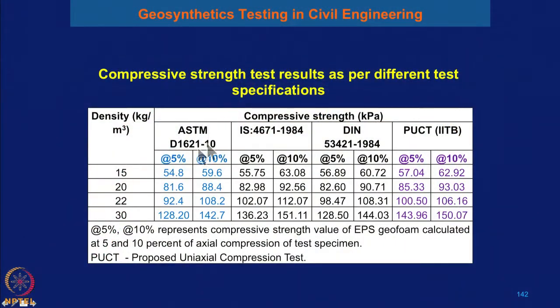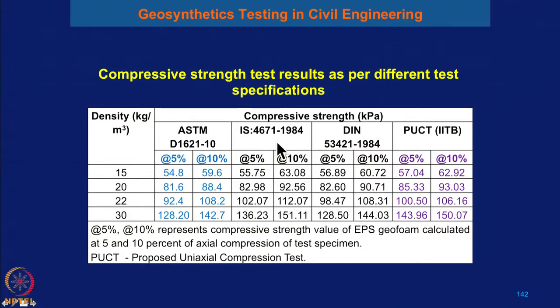From this slide, you can see the densities we have taken: 15 kg per meter cube, 20 kg per meter cube, 22 kg per meter cube, and 30 kg per meter cube. This is 5% as per ASTM D1621-10. The 5% represents the compressive strength value of EPS geofoam, and then 10% represents the compressive strength calculated for 5 and 10% axial compressive strain of the specimen.